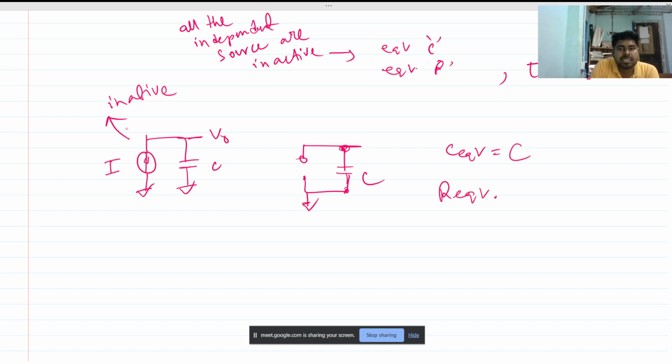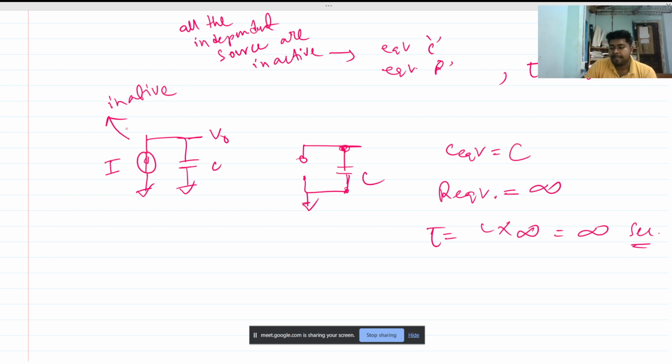And what is the equivalent resistance? This is an open circuit, right? So an open circuit has infinite resistance. So the R equivalent is infinite. So what will be the time constant? The time constant will be C into infinity. So here the time constant is infinite seconds or milliseconds, whatever you say. So this is how we can find the time constant.